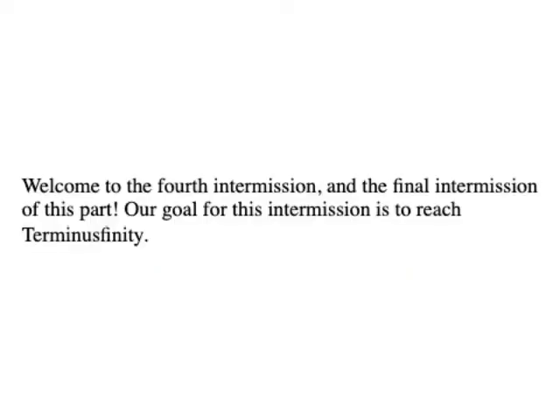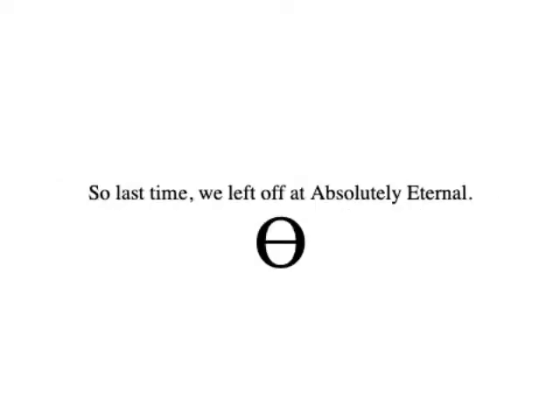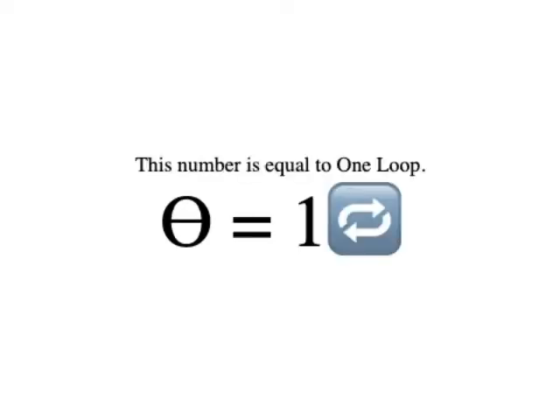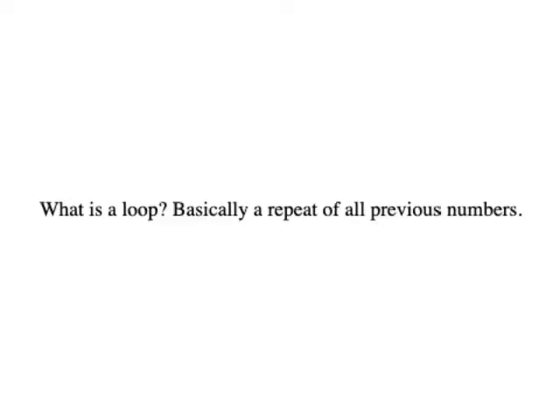Welcome to the fourth intermission, and the final intermission of this part. Our goal for this intermission is to reach terminus finity. So last time, we left off at absolutely eternal. This number is equal to one loop. What is a loop? Basically a repeat of all previous numbers.